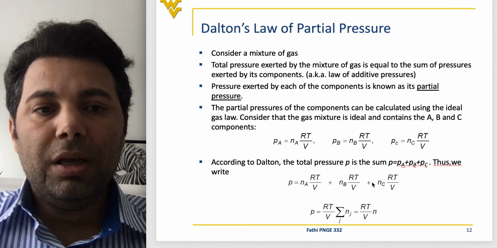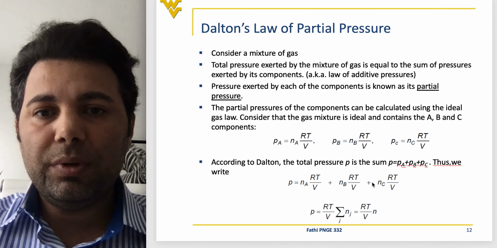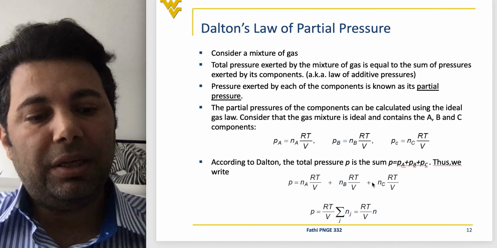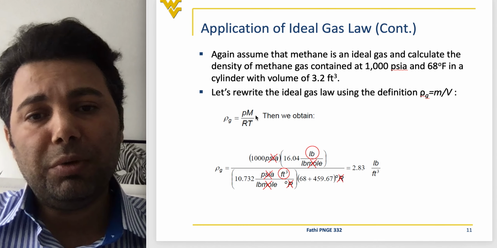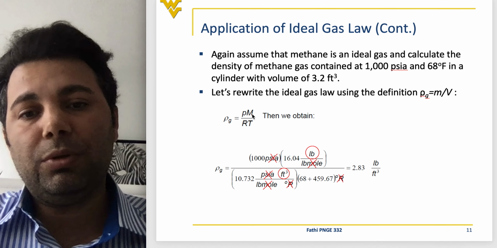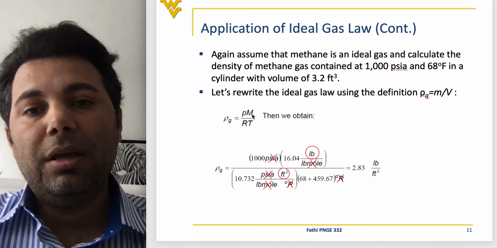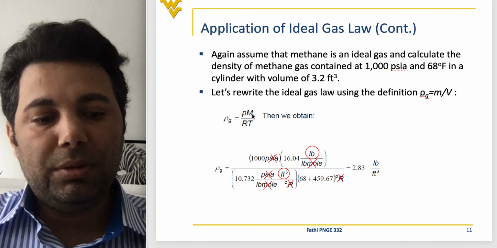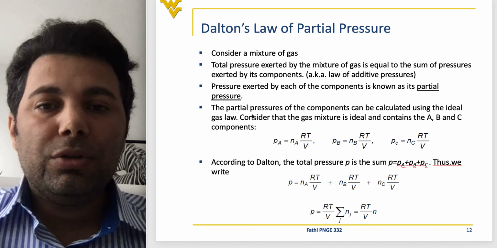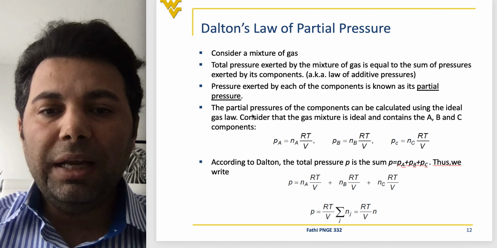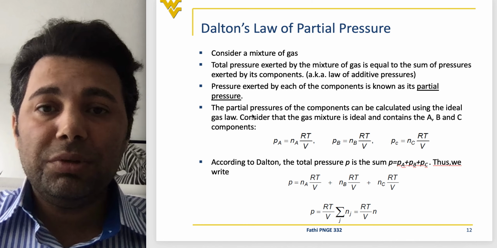Okay. So this was for a single component. If I have methane, I can use the molecular weight of methane. If I have ethane, I use the molecular weight of ethane, and the same for propane. But what if I have a mixture of multiple components? To find that, we are going to use different laws.